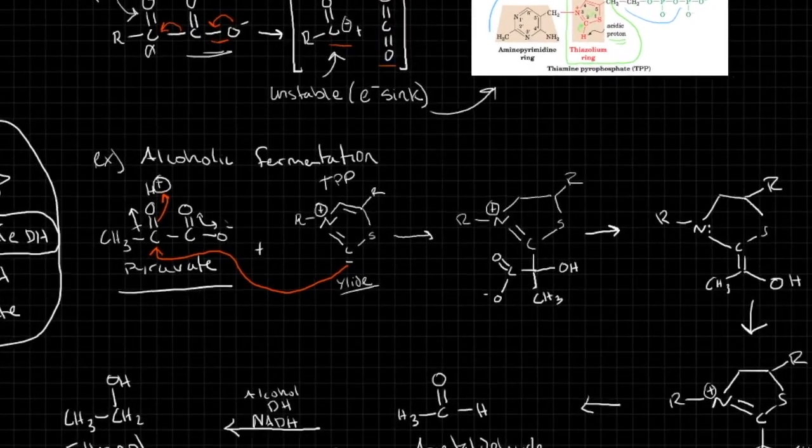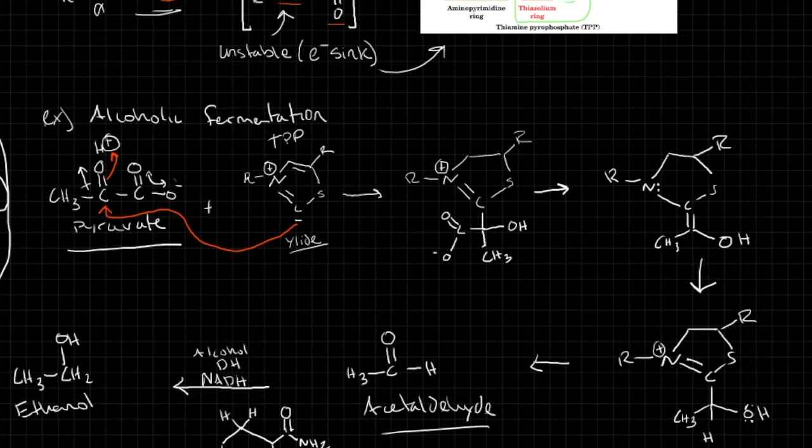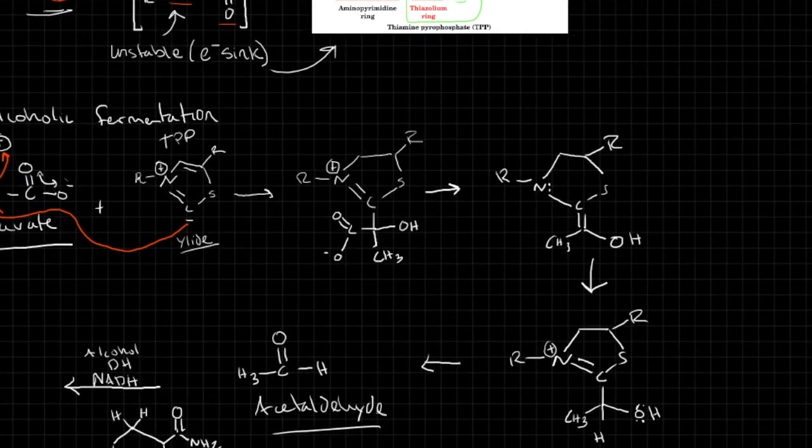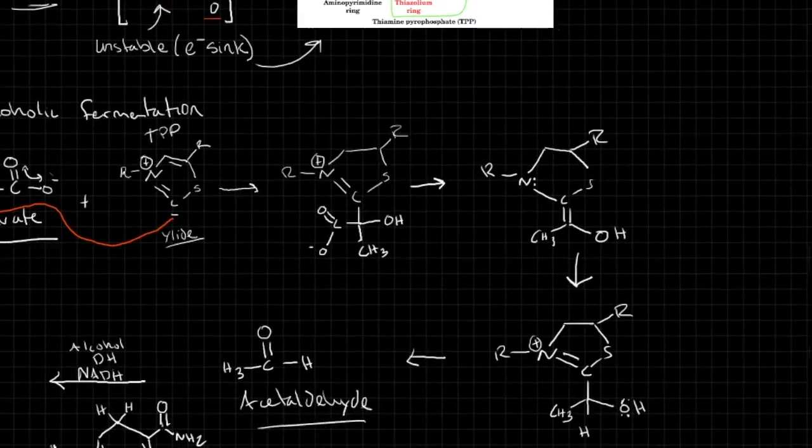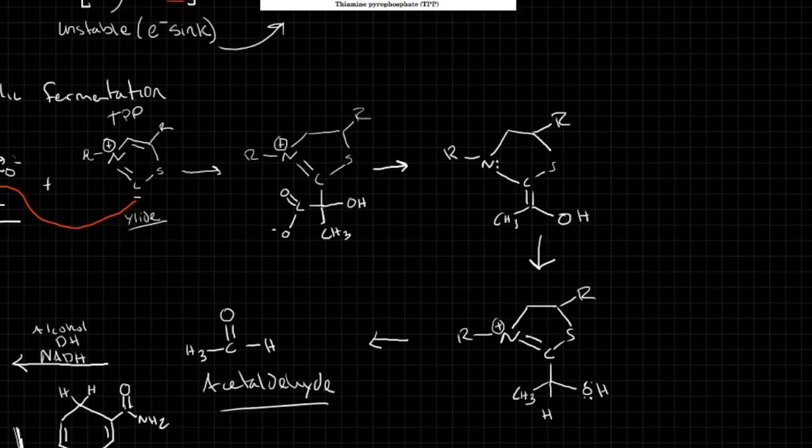All right, so after this attack, you're going to form this intermediate here. So you'll have this covalently attached pyruvate, now shown with the alcohol here. And so what you can do now is you have an actual electron sink.